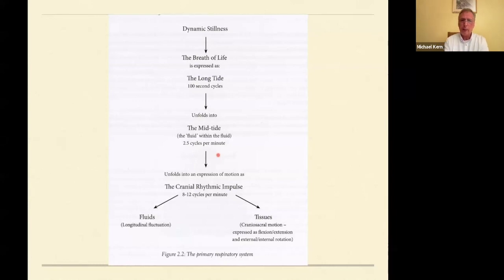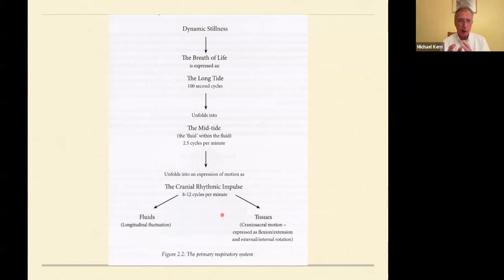So then we come to what has become known as the cranial rhythmic impulse or craniosacral motion. This is where Sutherland first started. It's where he first began his exploration of subtle rhythmic motion. But now we start to understand this really as the most superficial expression of rhythmic movement.